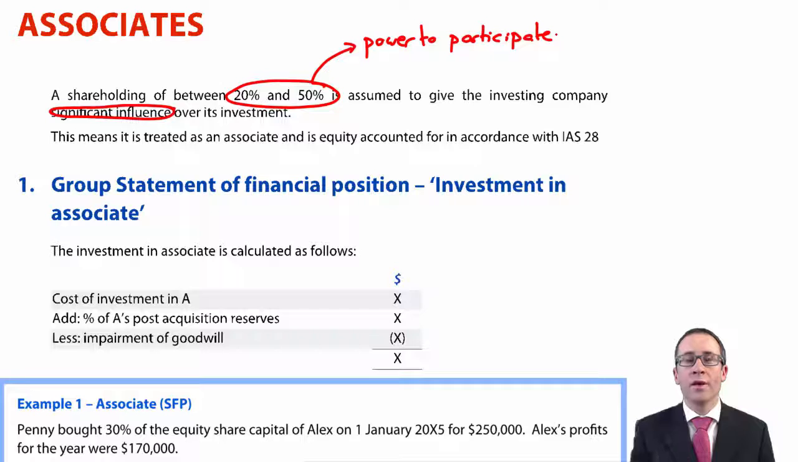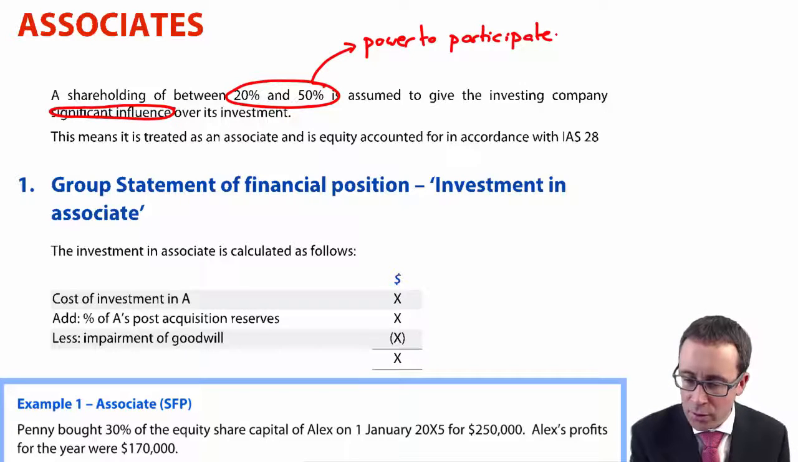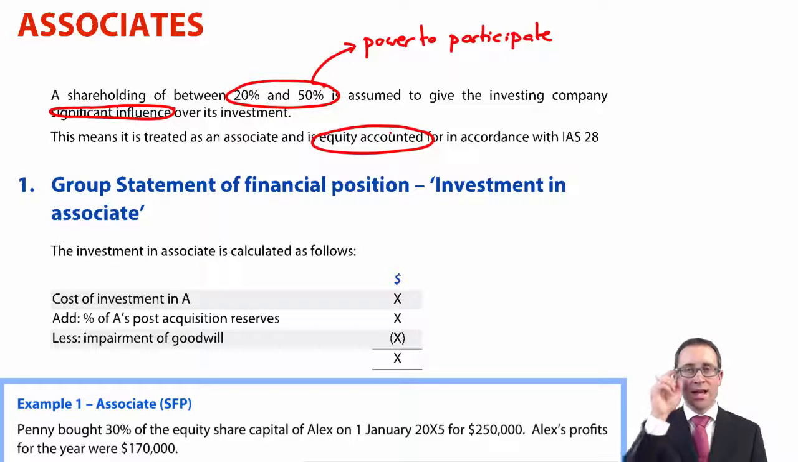So what are we going to do about that investment? Okay, we've bought the shares, we've paid an amount to get between 20 and 50%. We're not going to consolidate it because we don't have control. But it's not just a very simple investment whereby we just get dividend income, is it? We need to show that influence. And to show that influence, what we do is we look at a process that's referred to as equity accounting.